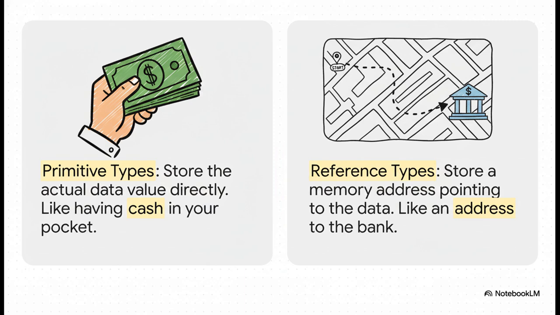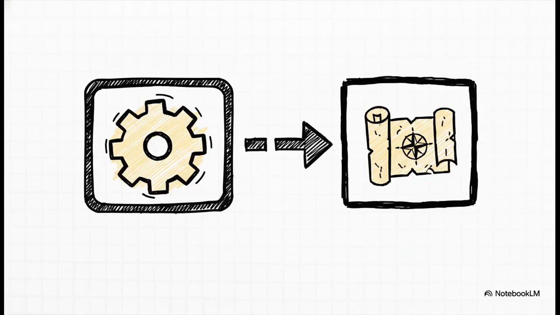But then you have reference types. These are a little different. They're more like having the address to a bank. They don't hold the money itself, just the location of where to find it. So let's just lock that in, okay? Primitives are the data. References are just the directions to the data. Now, for the app we're building today, we're going to keep it nice and simple and just stick with the primitives, the cash in our pocket.